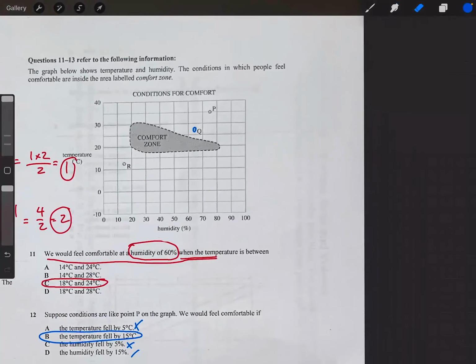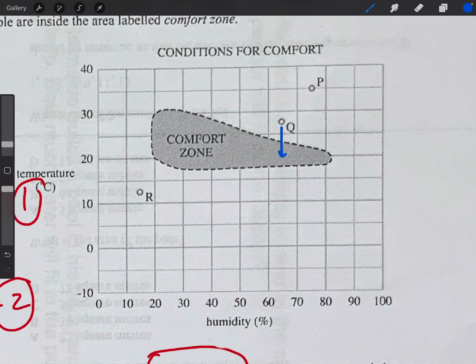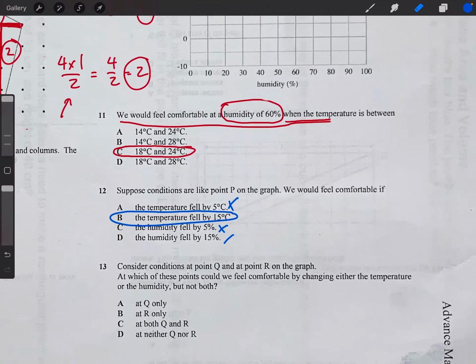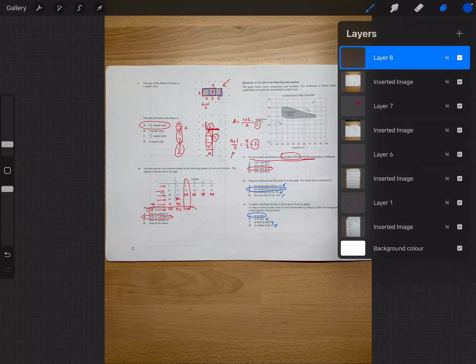But what about point Q? Well, point Q I can. I can change either the temperature, and just lowering the temperature by a little bit, I can already reach the comfort zone. Or I can just change the humidity by a little bit, drop the humidity down a little, and I'll be in the comfort zone. Okay, it's not too bad. So that means only point Q. Point R, no. Neither of those, no. So there's your answer. And that's the last one.